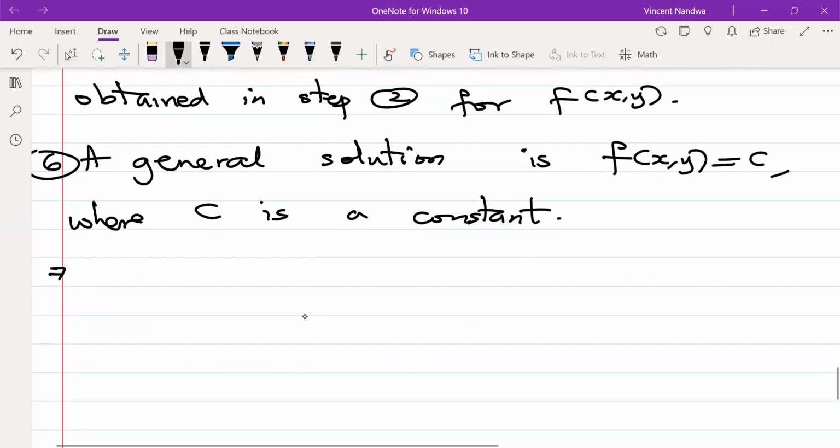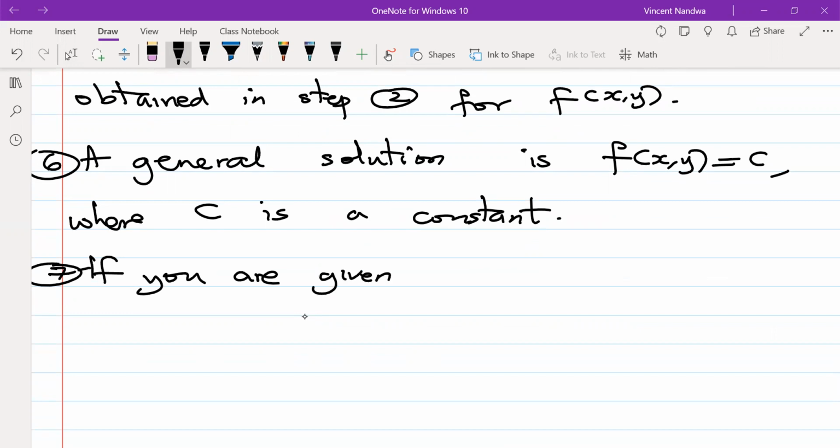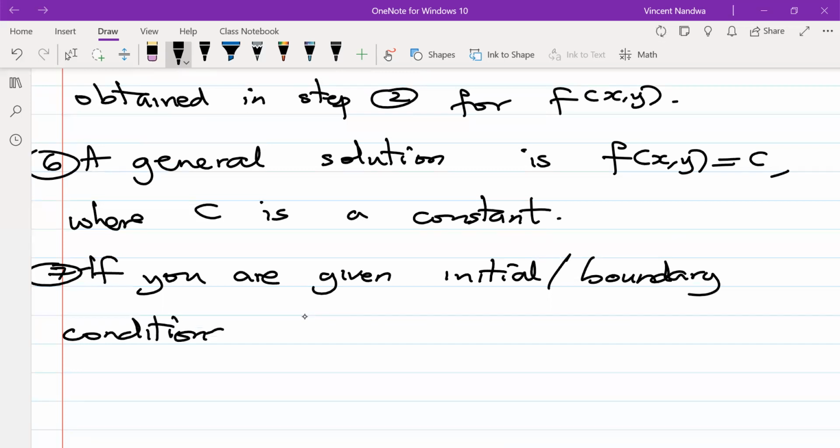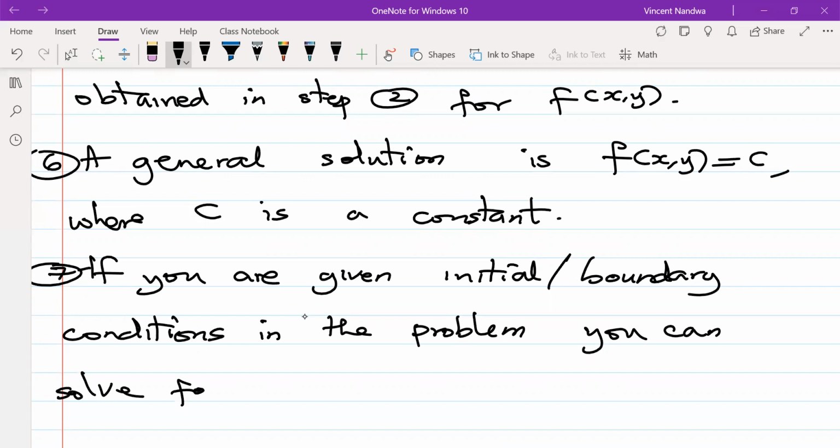So number 7, if you are given initial or boundary conditions in the problem, you can solve for c to get the specific solution.